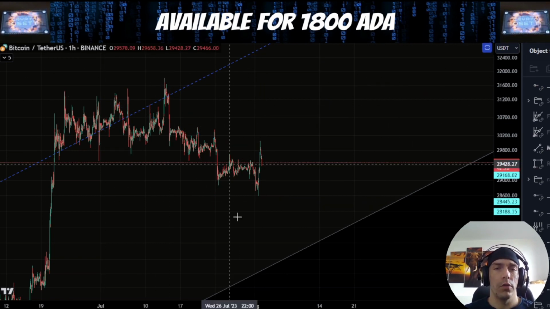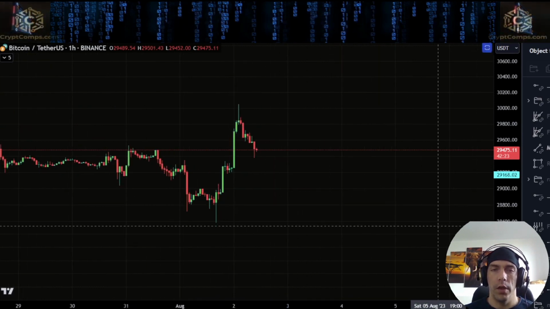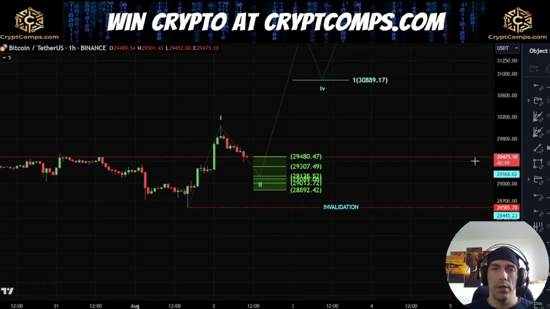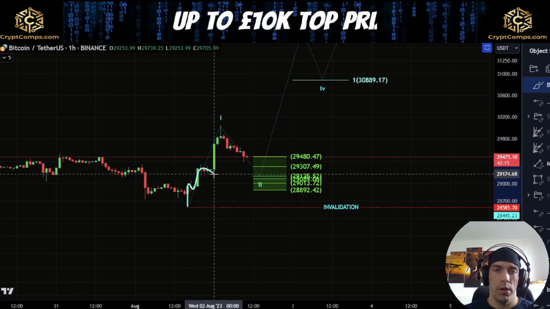Now, if we want to go and talk about bullish potential here, the way that I'm currently looking at this move to the upside is that this move could either be completed, where we say that within the structure here, what we have is 1, 2, 3, 4, and 5.